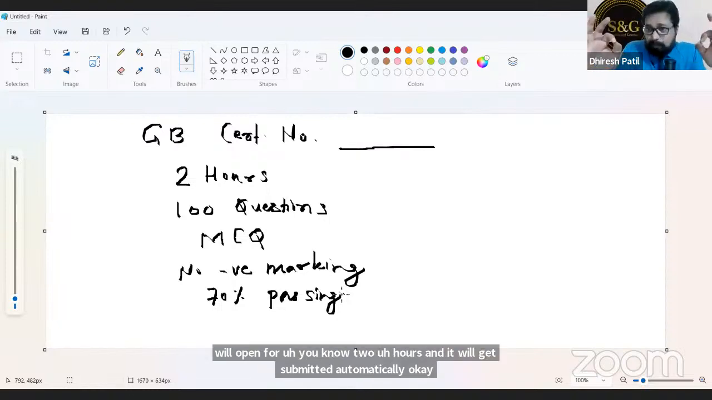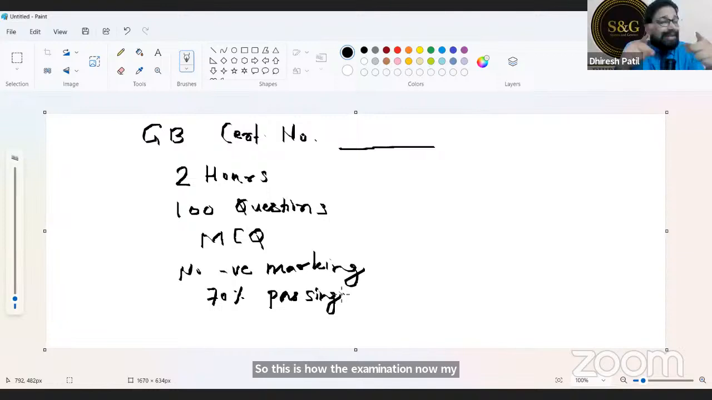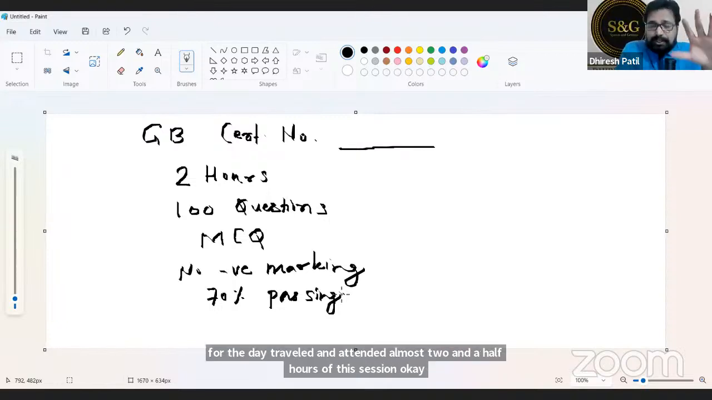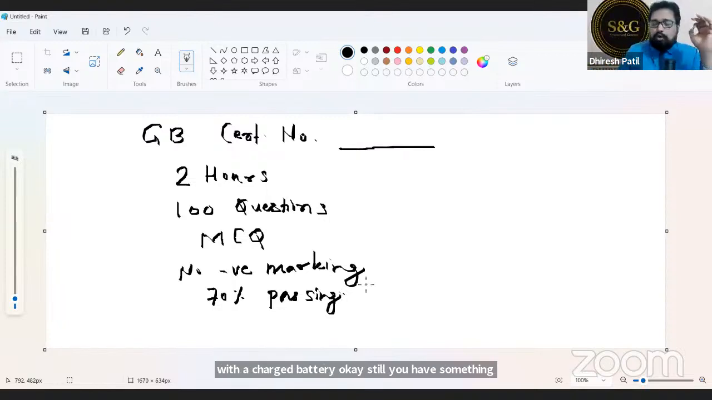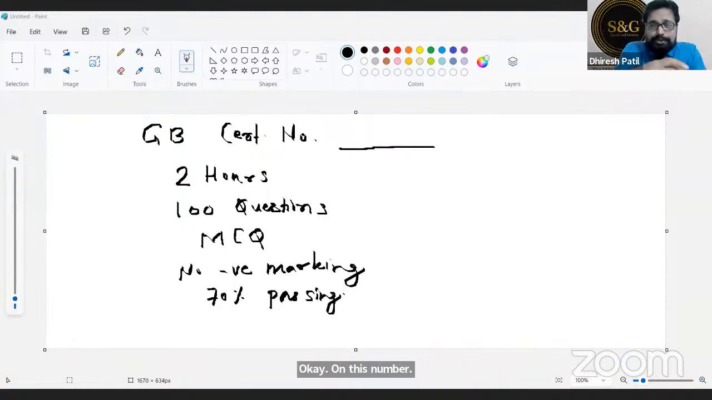Now my suggestion, okay, because today was a working day, you guys have already worked for the day, traveled, and attended almost 2.5 hours of this session. Now I would always suggest give this examination with a fresh mind, with a charged battery. Okay, if you still have something inside you and you still want to do it, what you need to do is just send a message on our WhatsApp number, the mentor's number.